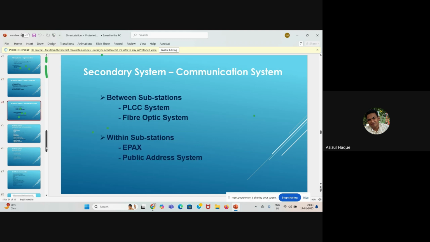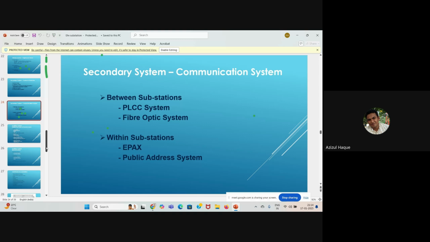secondary system, communication system. This is between two substation. There is PLCC system, and within the substation there is fiber optic connectivity, that is for this substation automation system. And between two substation there is PLCC system or fiber optic system for connecting telecommunication.